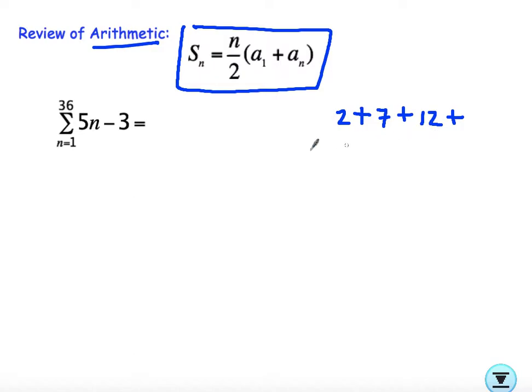Now, do you see a pattern between these numbers? It looks to me like we're adding 5 each time, right? So if we're adding 5 each time, that means it's arithmetic. So if I take the time to do that and figure out that it's arithmetic, I could use this summation formula.